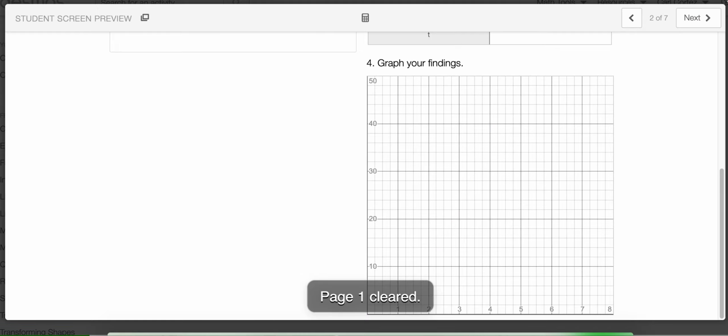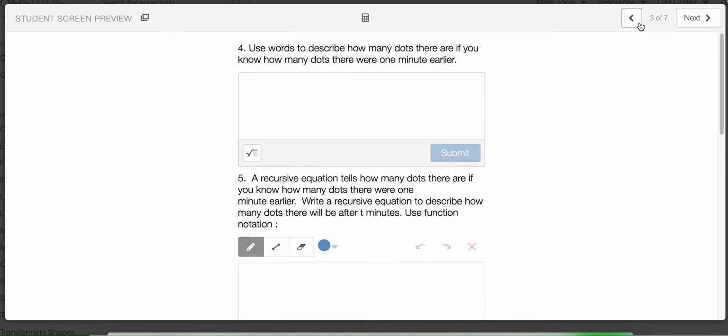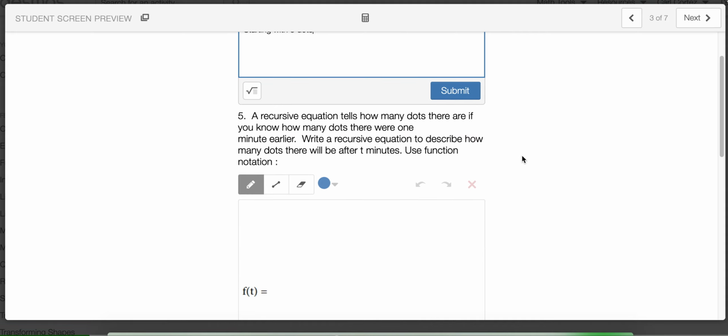Let's see what else is coming down the pike on here. So next, we're describing in words how many dots there are. Well, we said that this was already the previous times 2. That equals the current. And we're also starting with 3 dots. So you would write that.